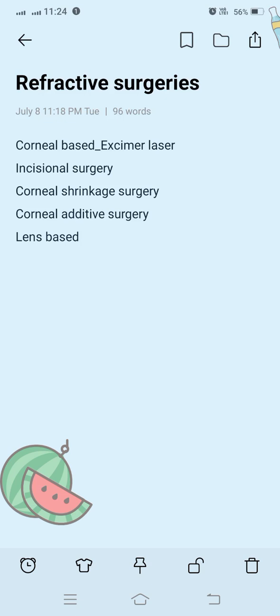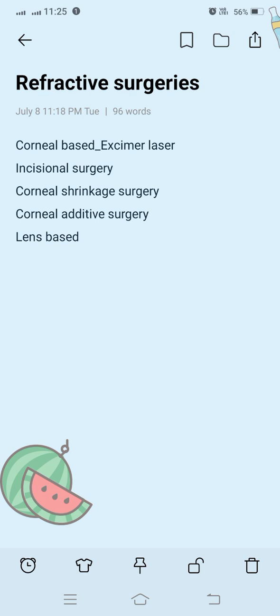Then corneal shrinkage surgeries, in which we have laser thermal keratoplasty, LTK, and conductive keratoplasty, CK. Laser thermal keratoplasty involves shrinkage of the peripheral corneal stroma in a radial pattern, causing flattening and corresponding steepening of the central cornea using holmium YAG laser. Low hypermetropia and presbyopia up to 3 diopter sphere.